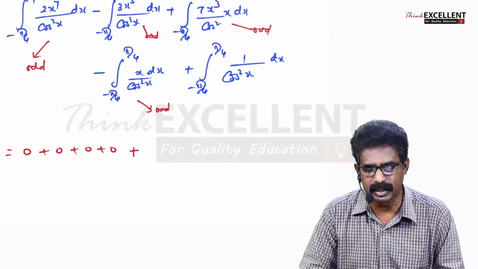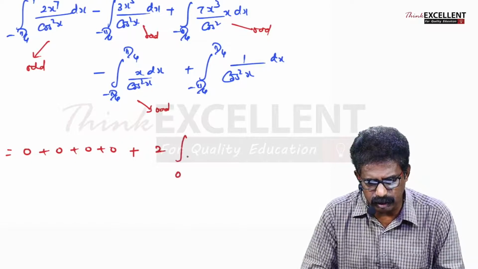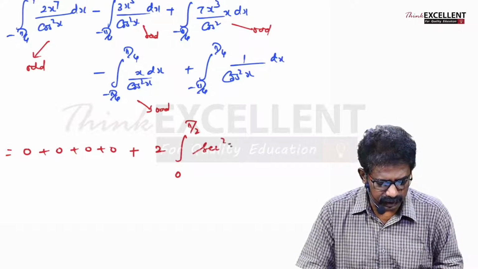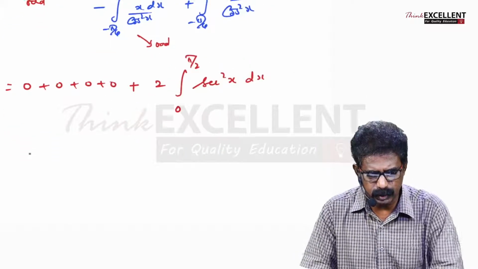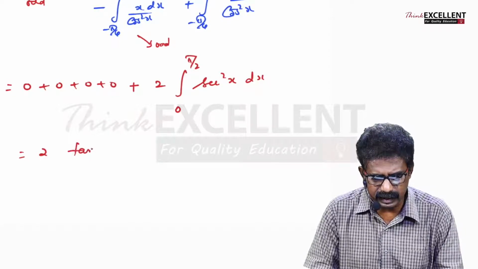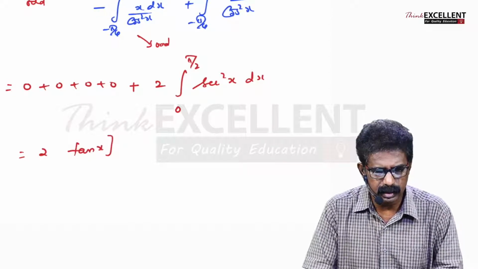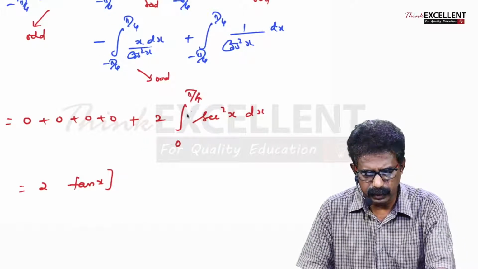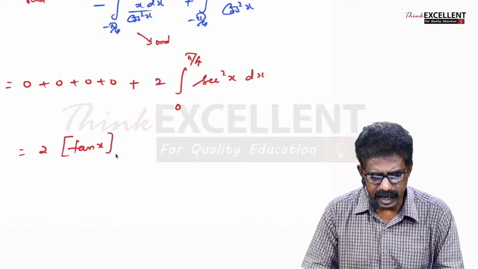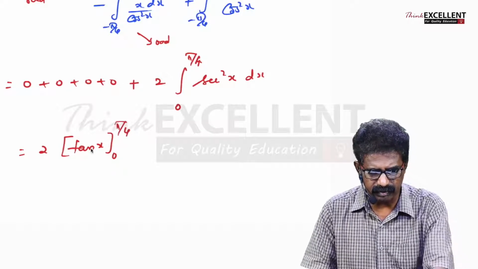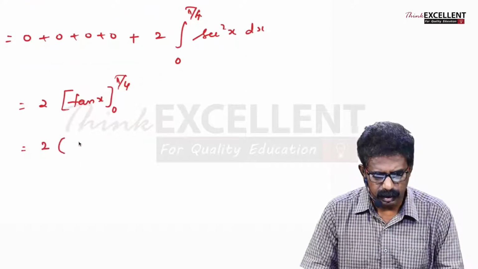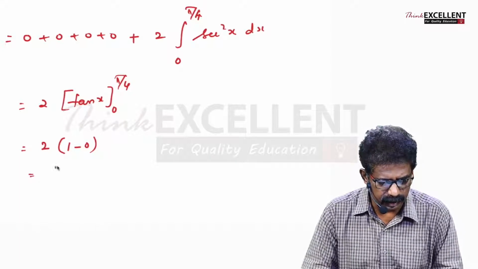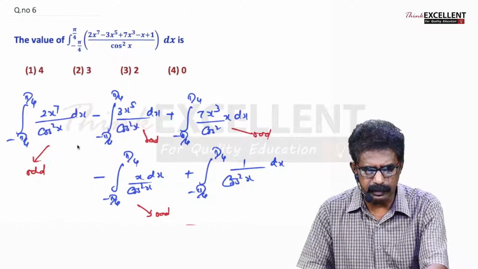Next one is an even function. You can write 2 into integral 0 to pi by 4. Take it to the numerator, secant square x. So integration will be easy, right? That is 2 into secant square integration, tan x. So the limit is 0 to pi by 4, not pi by 2, right? So secant square x integration is tan x, limit 0 to pi by 4, 45. So that is 2 into tan 45 is 1 minus tan 0 is 0. So the answer is 2. So that is option number 3.